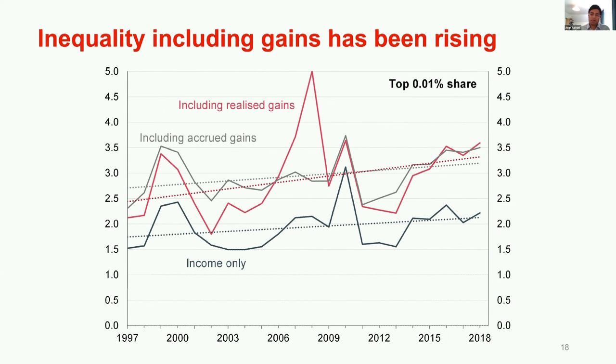These trends are also there as you go further up the distribution. So here I'm showing you the income, the realized gains, and the accrued gains series for the top 5,000 people, the top 0.01%. And again, you can see that the rise is much faster when you account for accrued gains.